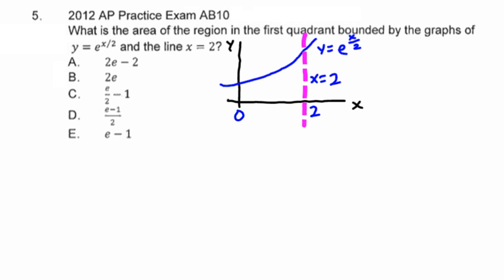And so what are we talking about? We're talking about the area. We're talking about all this area in here. And so you're definitely going to have limits of integration from 0 to 2. And we're going to have f of x, which in this case is e to the x over 2, dx.